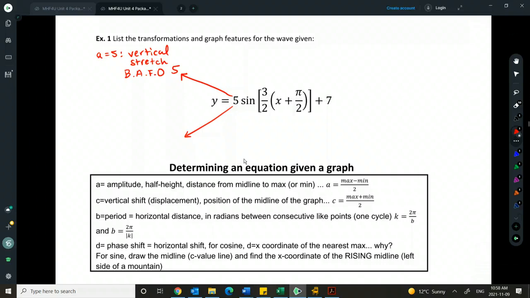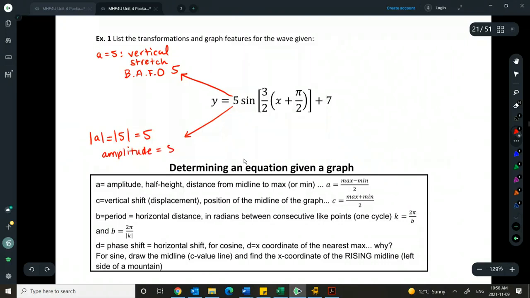How about the graph feature? What would the graph feature tell us about the wave function? Kenzie? Yeah, if I take the absolute value of A, I'm just taking the absolute value of 5, which is already positive, so it'll just be 5. So the amplitude here equals 5. What this is telling me is that my graph has, from the midline to the max, 5 units, and from the midline to the minimum is also 5 units.